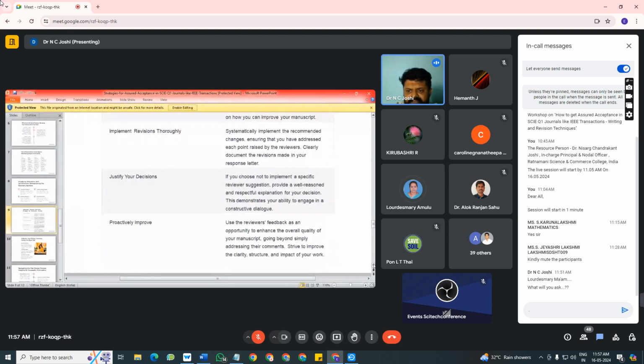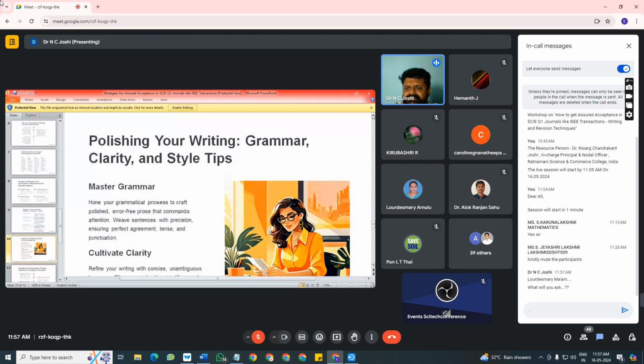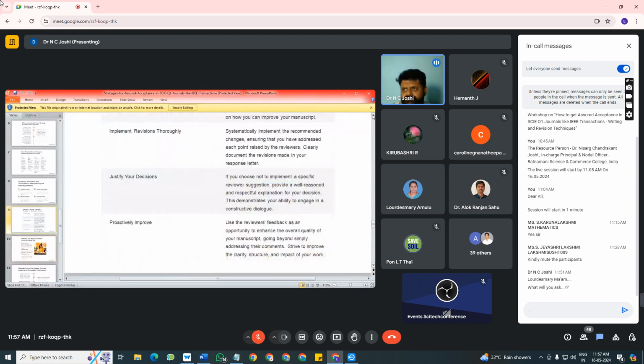Sometimes the guide and the students face this kind of issue before justifying their decisions, but we have to work professionally. Keep in mind that your research work is very useful to society. We are science students.